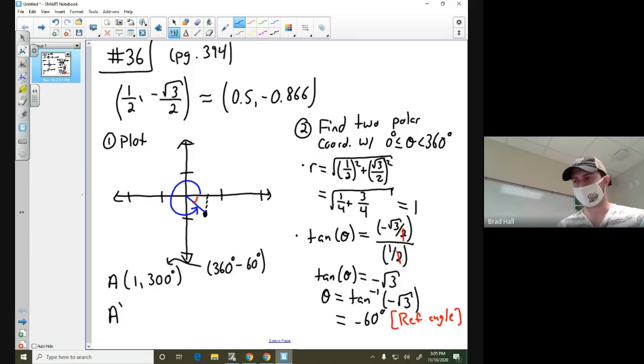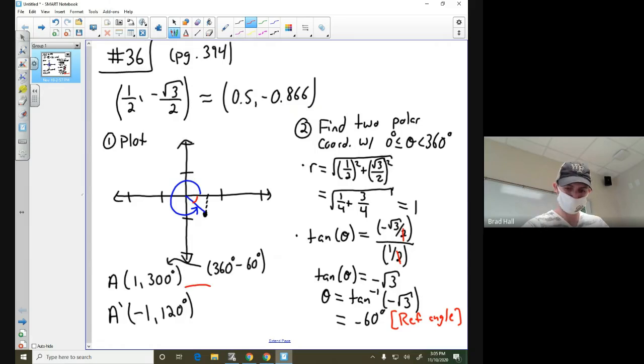And if we want an equivalent point, we can negate the radius, whatever it is, and either add or subtract 180 to the angle in order to get it within the domain of 0 to 360. We can subtract, and we get 120 degrees. And that's the two answers for part B.